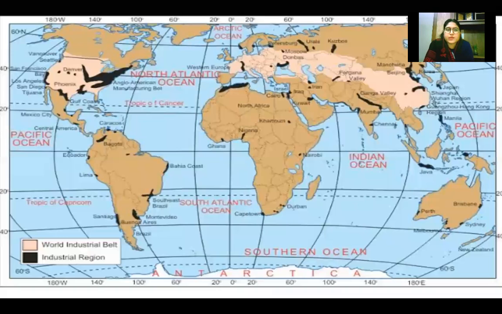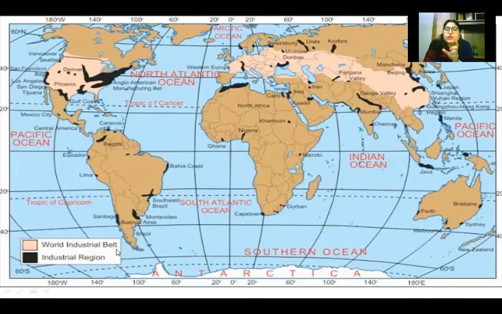So you know where America is. This is North America and this is South America. Eastern is the east side; this is the west side, and this is the east side. So which part of North America? This black shaded region. The black region is the industrial region, and the pink shaded part is the industrial belt.